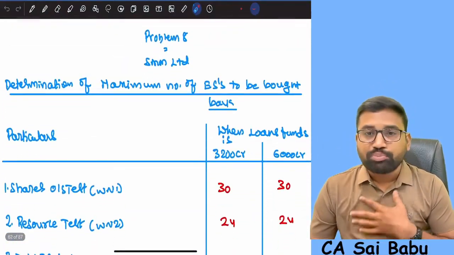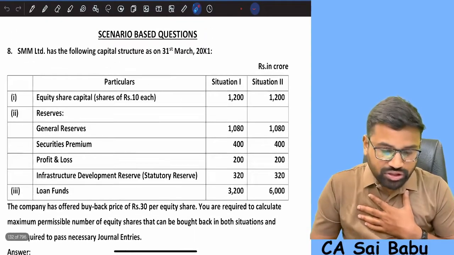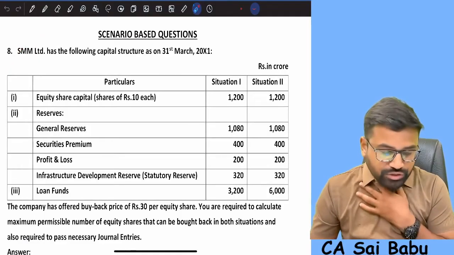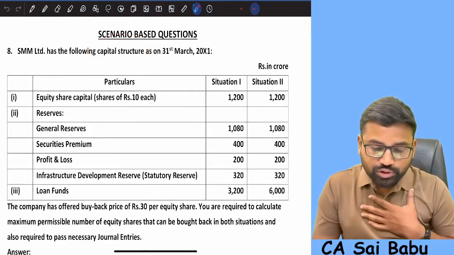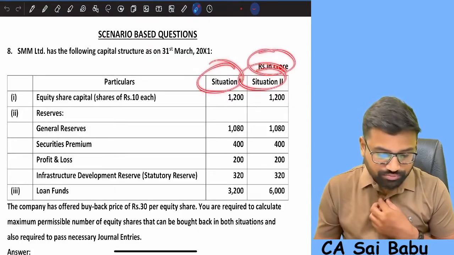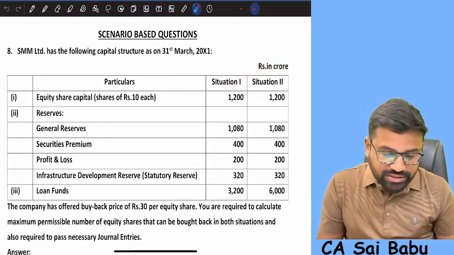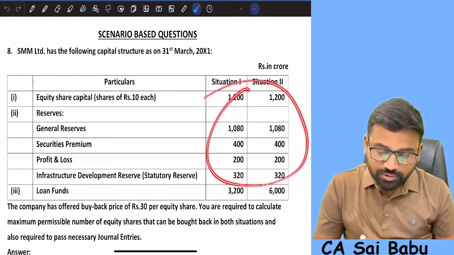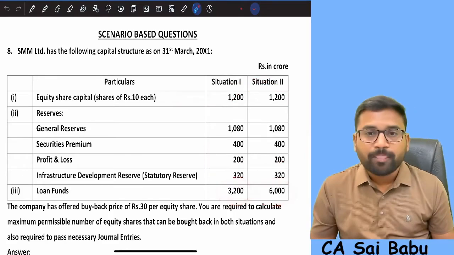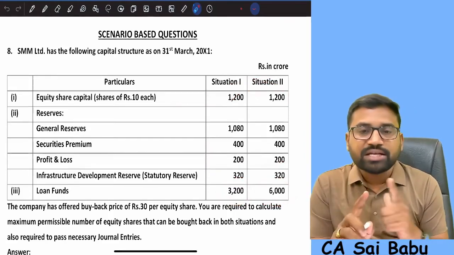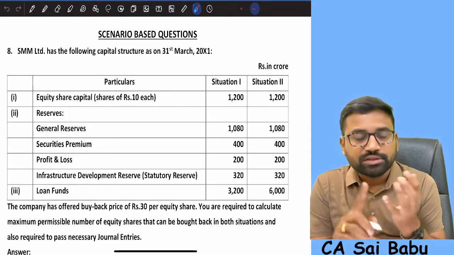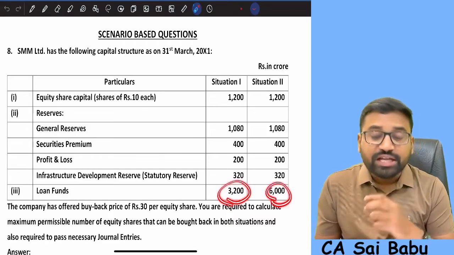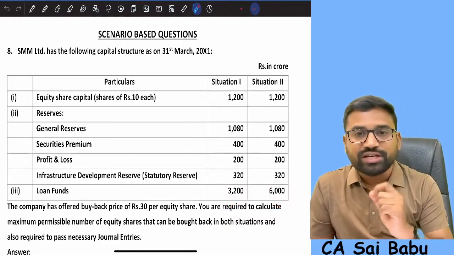Now I am going to cover one important question, sir. The important question which is covering all the important adjustments from this chapter. Question number 8. So in this question, sir, they have given the capital structure. 2 situations they have given here, sir. Rupees in crores. See, if you look at the capital structure, sir, equity share capital, reserves, same data. The difference is only in the loan funds. See, when they have asked the maximum number of shares to be bought back, you need to apply 3 tests. Resource test, shares outstanding test, they are same. So when the loan funds are different, debt equity ratio test will change. So the major focus is on the debt equity ratio test.